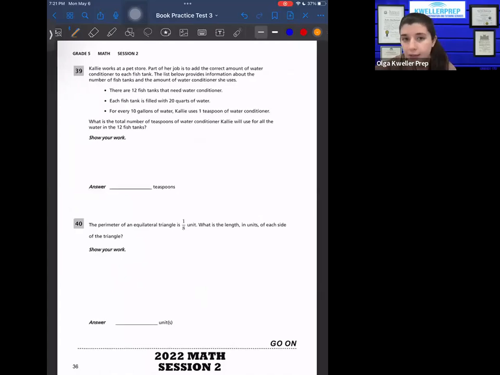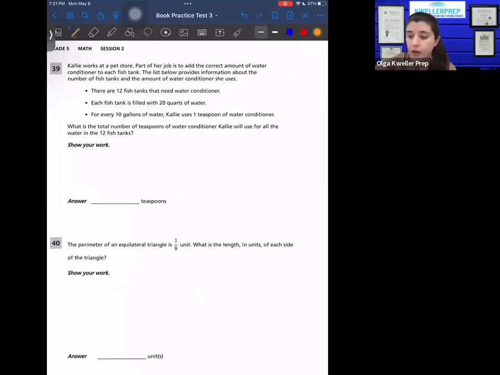So we have Callie works at a pet store. Part of her job is to add the correct amount of water conditioner to each fish tank. The list below provides information about the number of fish tanks and the amount of water conditioner she uses. So 12 tanks need conditioner. Each tank has 20 quarts of water, and for each 10 gallons of water, she uses 1 teaspoon of water conditioner. Okay, so we've got a lot going on here, right?